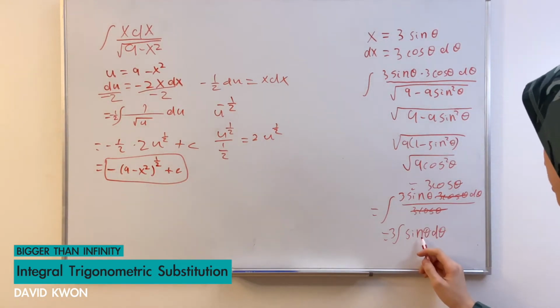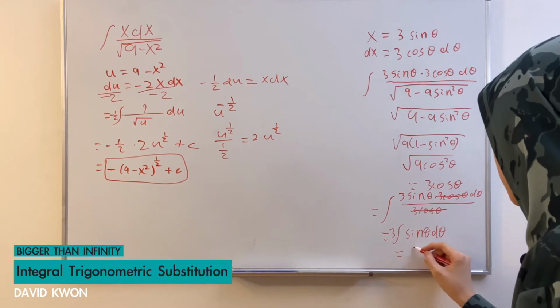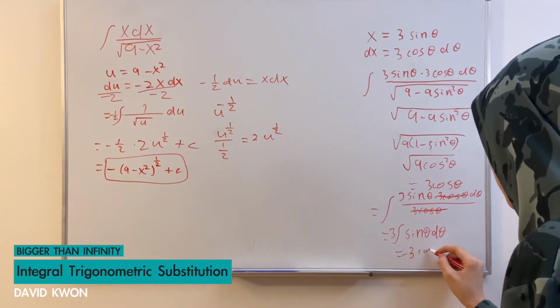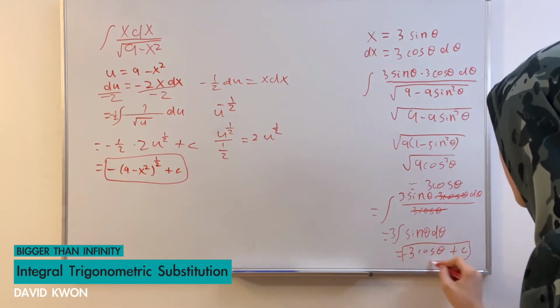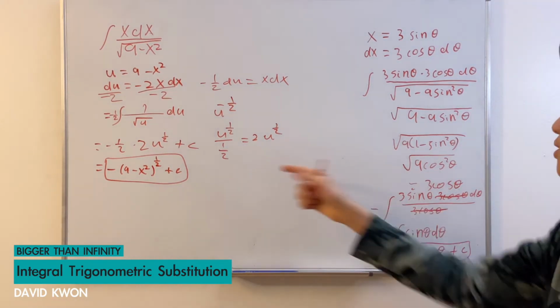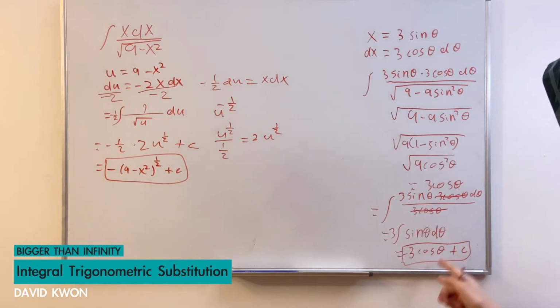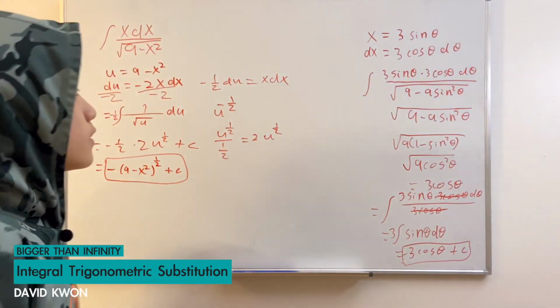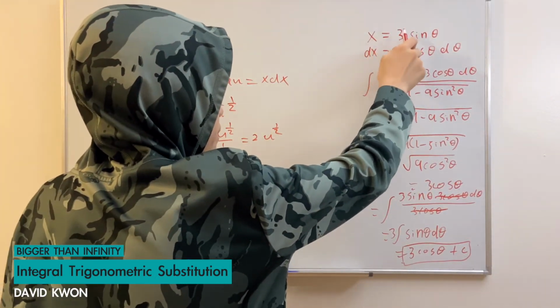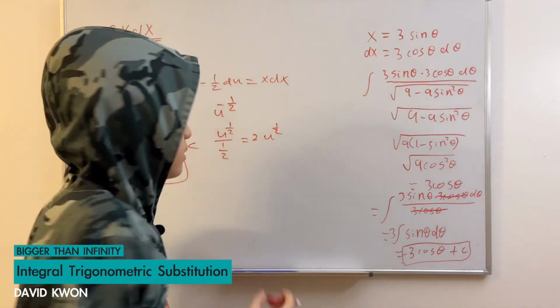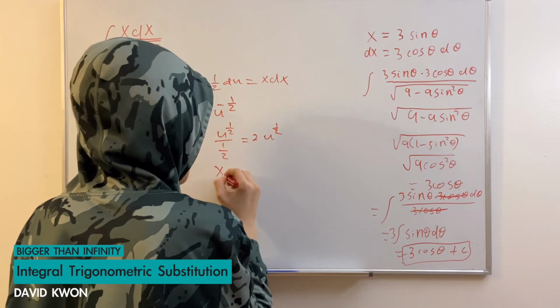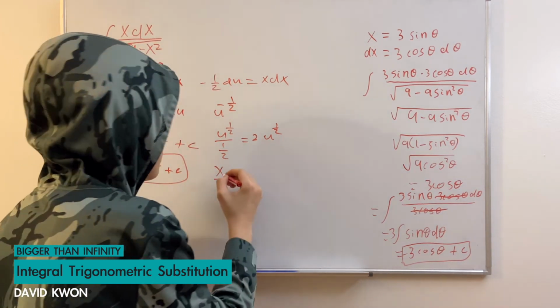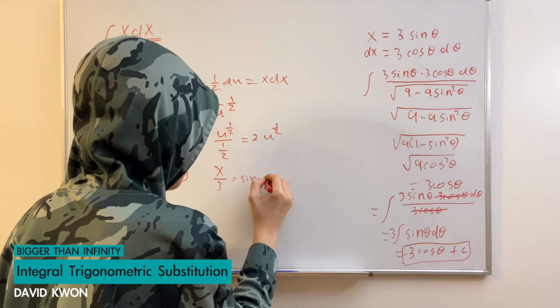What's the integral of sine theta? That is equal to negative cosine theta plus c. But wait a minute, we got the answer differently, and I will explain why these two are equal. Here, x is equal to 3 sine theta. We can divide both sides by 3, so we have x over 3 equal to sine theta.